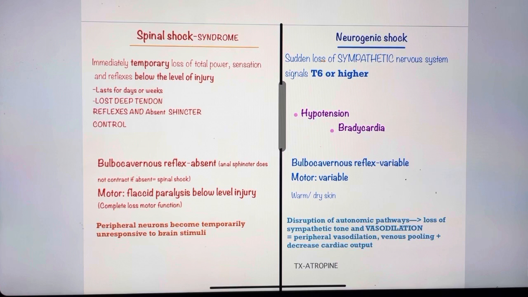You will have flaccid paralysis below your level of injury and a complete loss of motor function with spinal shock. The peripheral neurons become temporarily unresponsive to brain stimulation. So again, this is just a temporary disruption and loss of power and sensation and reflexes below a level of injury, where neurogenic shock is more related to the sympathetic nervous system. So it is going to be more related to blood pressure and the vital signs that we need to keep a very close watch on.